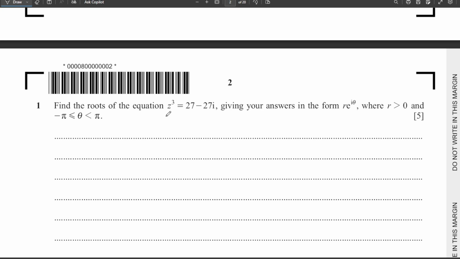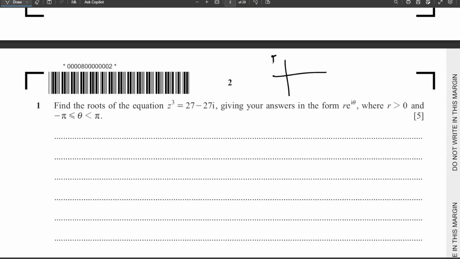So we have a complex cube given, 27 minus 27i, and we want to get the roots of this in the exponential imaginary form. They're also given the boundaries that r has to be greater than 0, and that theta is between negative pi and pi. So maybe first let's try and express this complex number in exponential form.